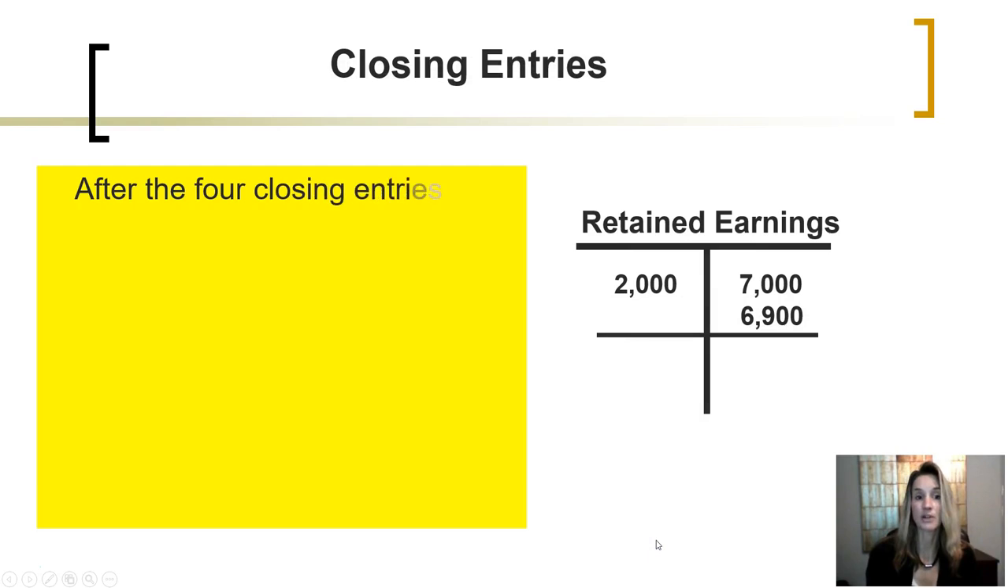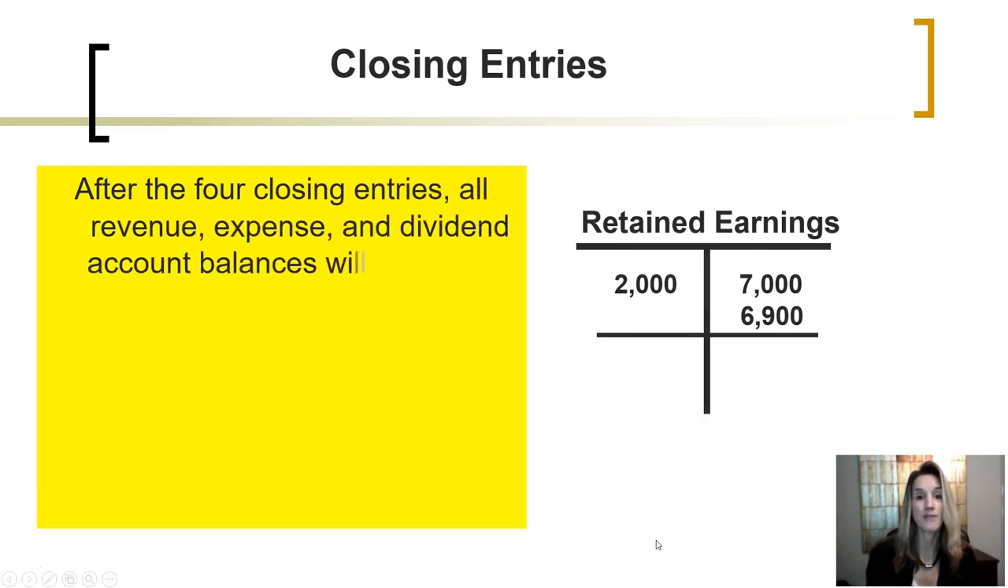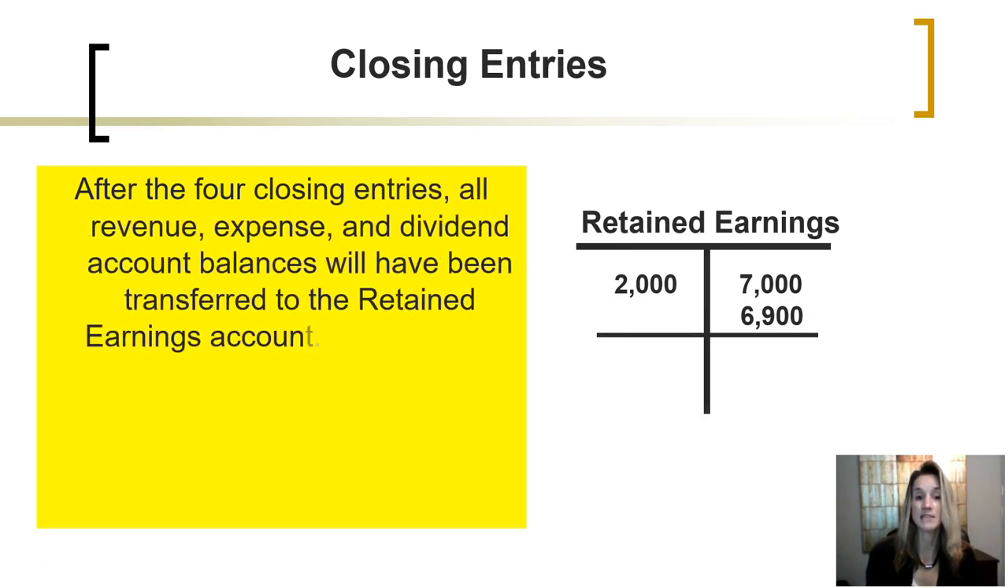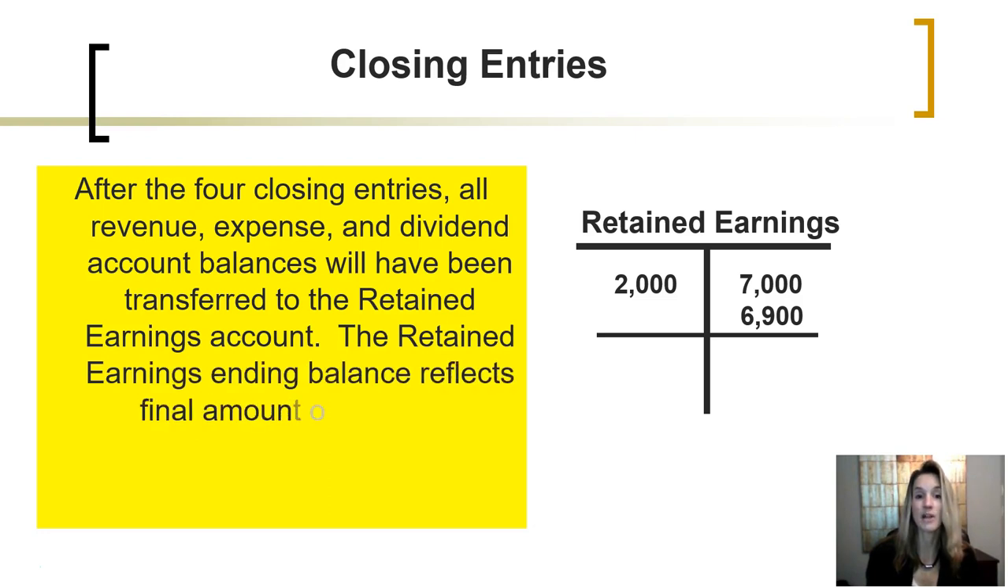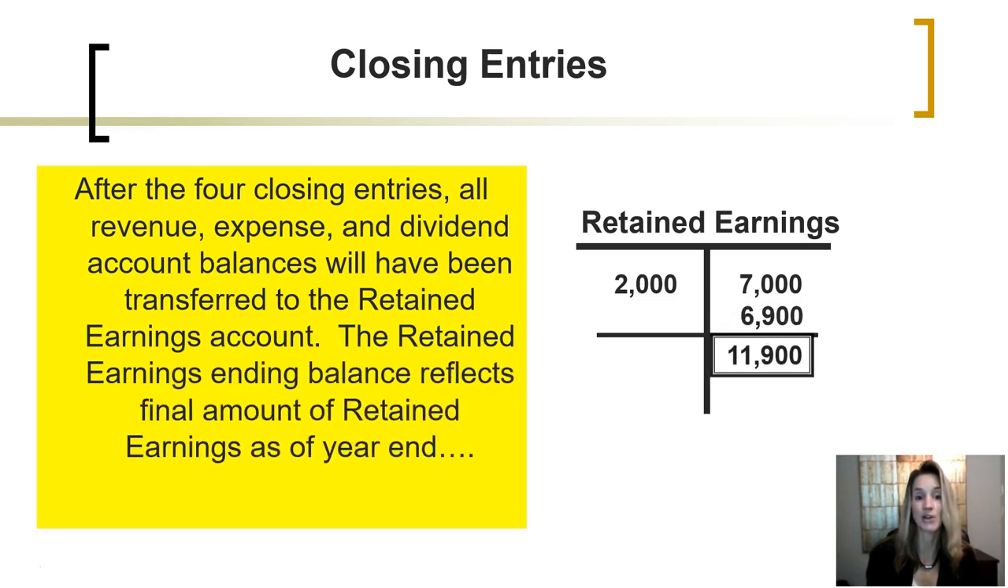Thus, after the 4 closing entries, all revenue, expense, and dividend account balances will have been transferred to retained earnings. And that retained earnings ending balance reflects the final amount of retained earnings as of the end of the year.